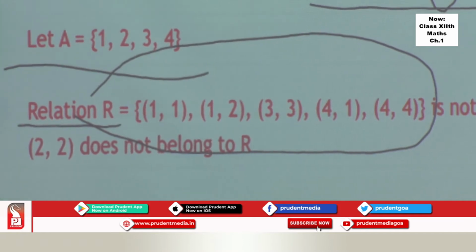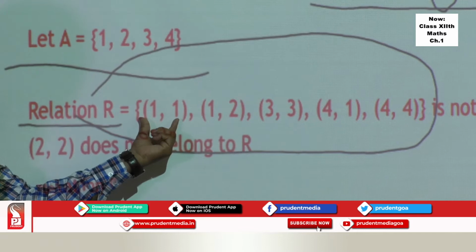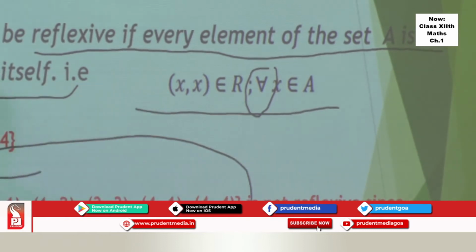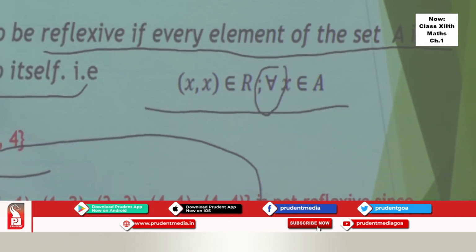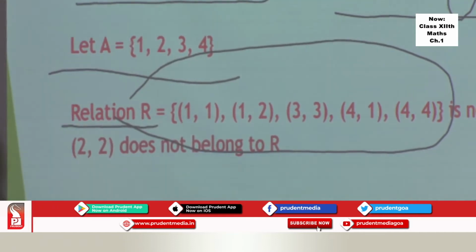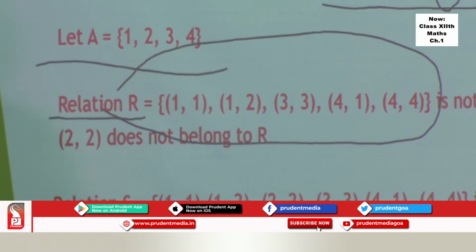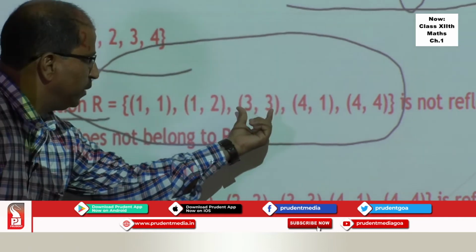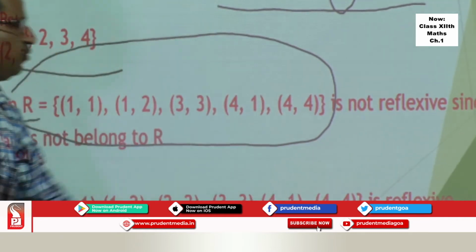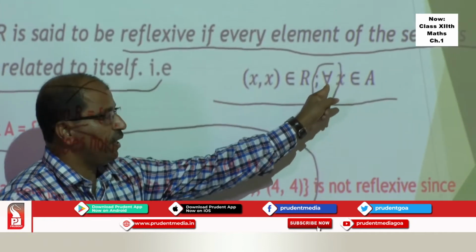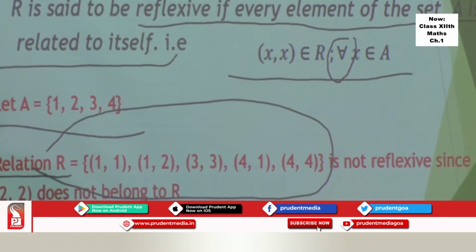You will tell me, sir, (1, 1) belongs to the relation. No. The condition says that it should be true for all x. So, one counter example is given here: (2, 2) does not belong to the relation. (1, 1) belongs to the relation, (3, 3) belongs to the relation, and (4, 4) belongs to the relation, but it does not satisfy this condition. And what is that condition? For all x.